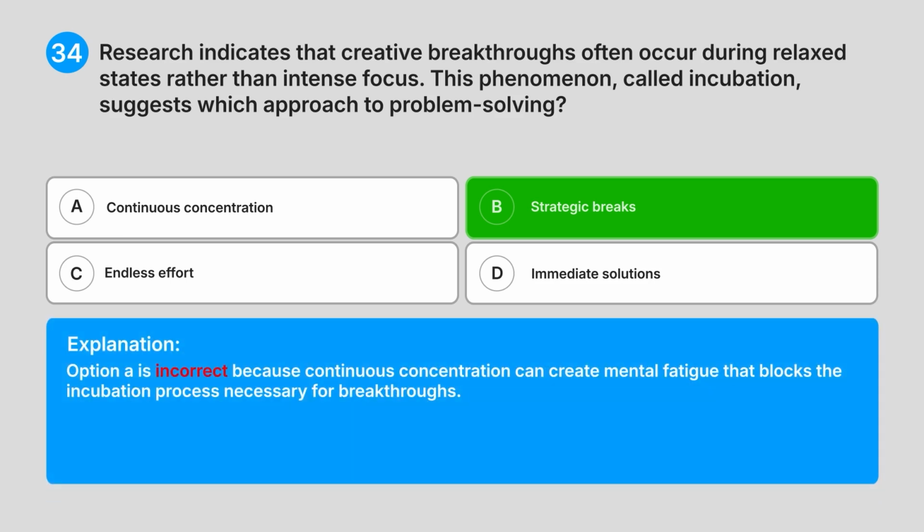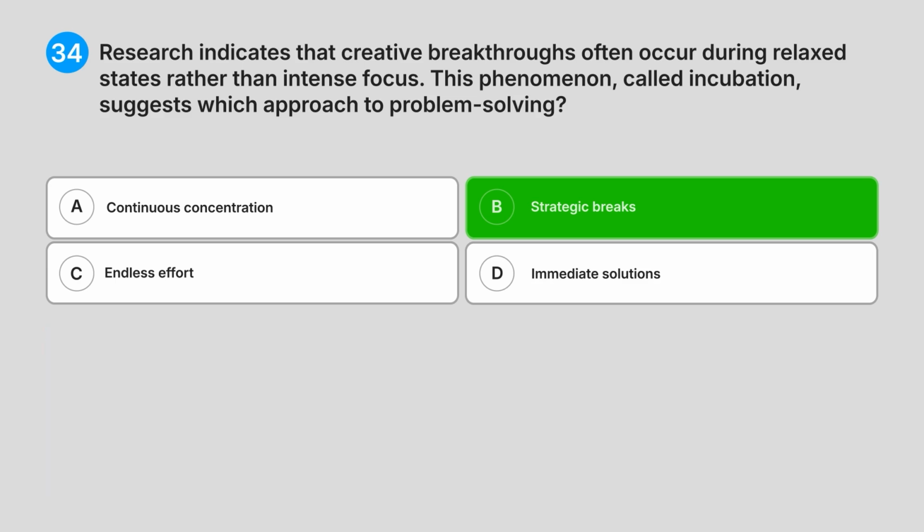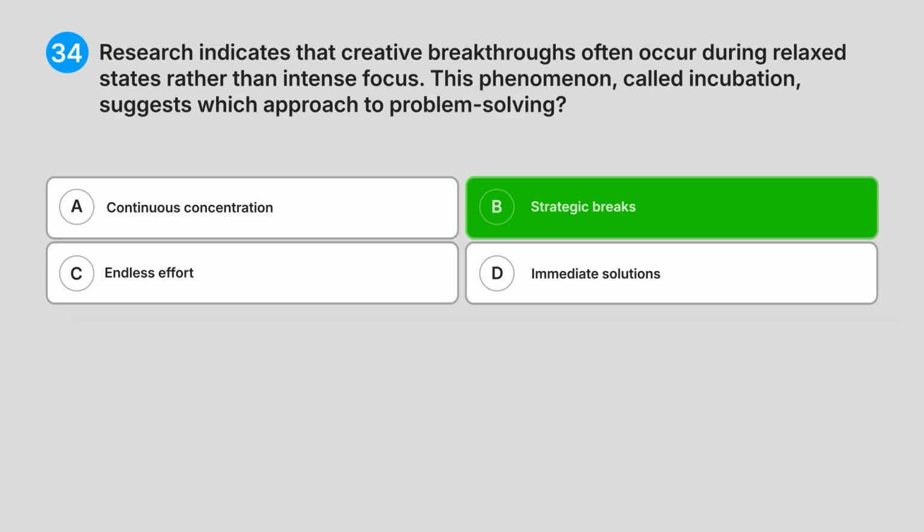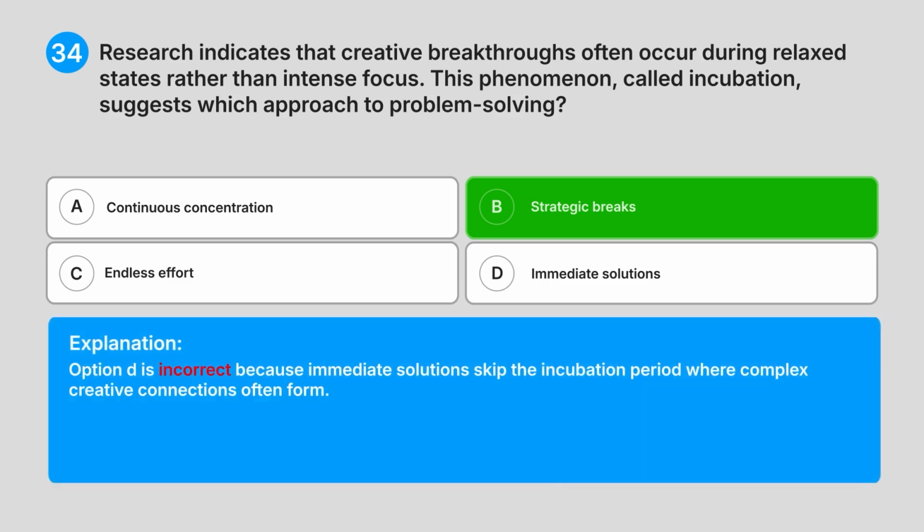Option A is incorrect because continuous concentration can create mental fatigue that blocks the incubation process necessary for breakthroughs. Option C is incorrect because endless effort without breaks prevents the mental relaxation where incubation-based insights occur. Option D is incorrect because immediate solutions skip the incubation period, where complex creative connections often form.